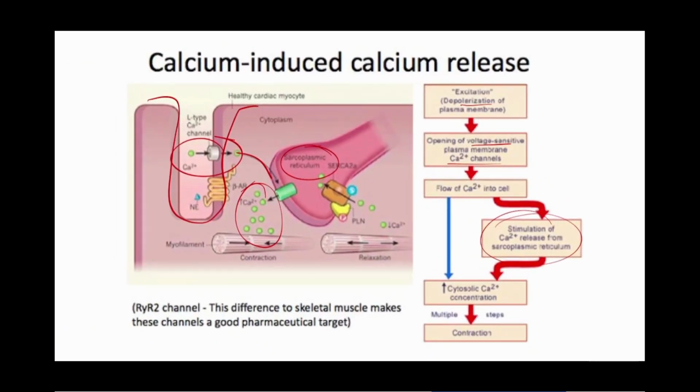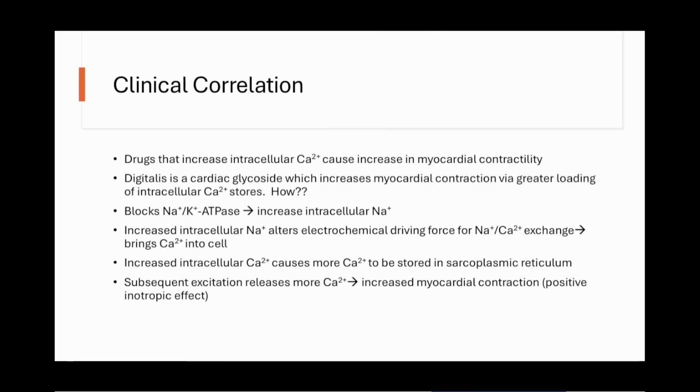Everyone good? Okay. So, a drug that increases calcium, this is a clinical correlation, but if you can walk yourself through this one, it's a really good one as far as explaining why things happen the way they do with these concentrations. And this explains why that sodium-potassium ATPase pump is so important to maintain those membrane potentials. So any drug that's going to increase intracellular calcium is going to increase myocardial contractility. The heart is going to squeeze harder the more calcium that you have in the area.